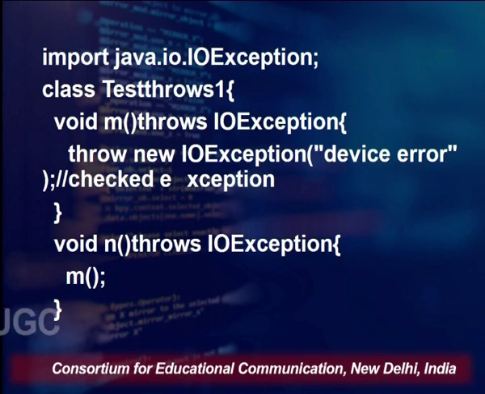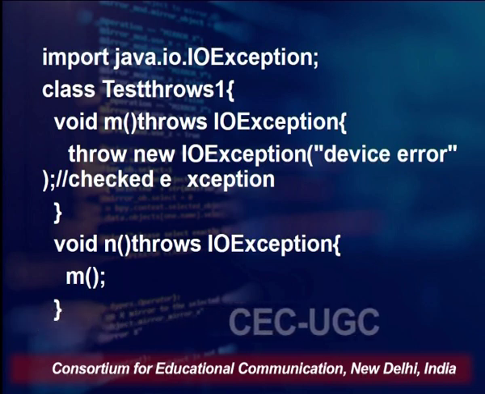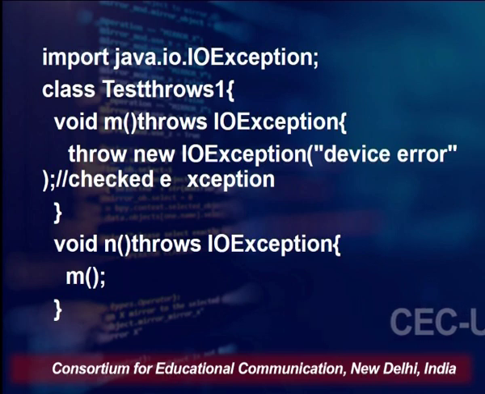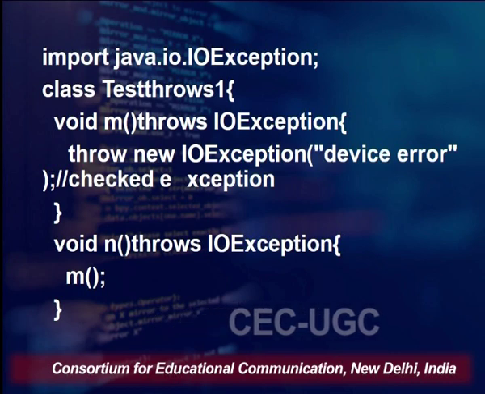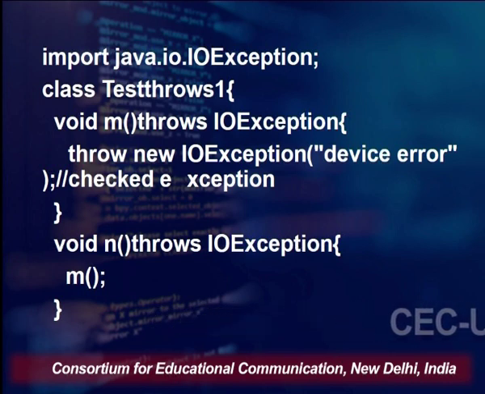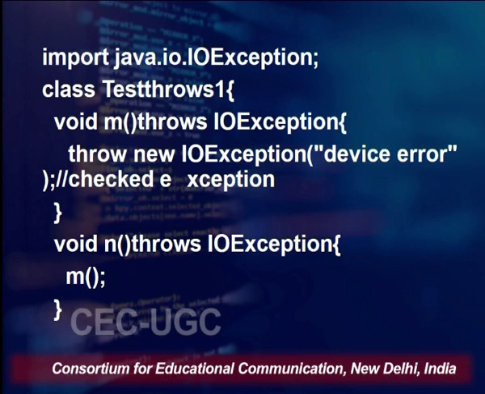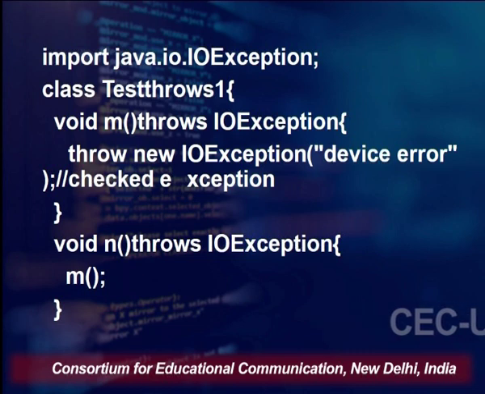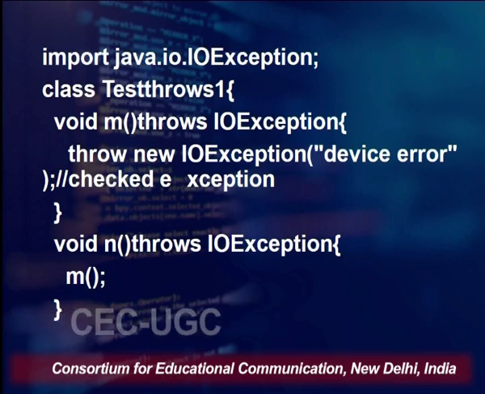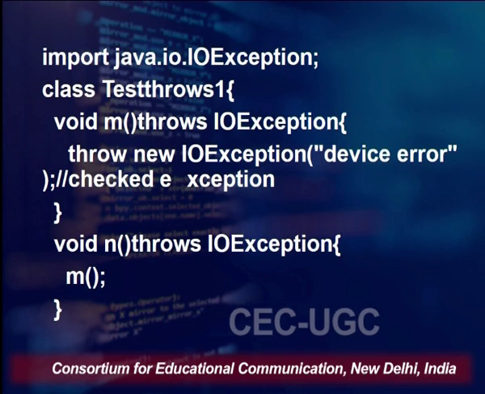So here we have import java.io.IOException, a library which we have imported here, which is going to be required. Then we have a class, and within that class we have a method named m, and that method throws IOException. So when we say throws IOException, that means we have declared that exception. Now, as the exception is declared, it has to be handled.